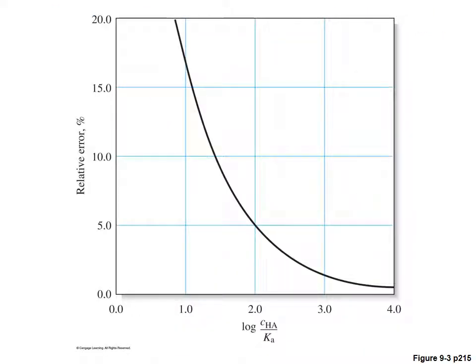We can see that the relative error is going to change for these assumptions based on the log of the CHA, that's a different way of saying the analytical concentration of that acid, the total concentration that you put in, divided by the Ka. So as long as the concentration of our acid is much higher than the Ka, we're going to actually have relatively low error. We're going to be in this region of the graph where we have less than 5% error.